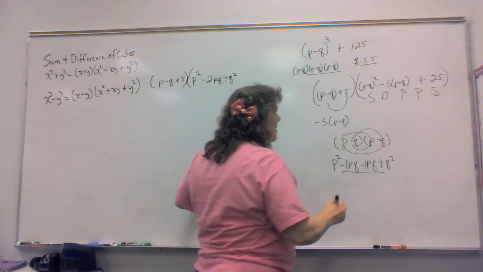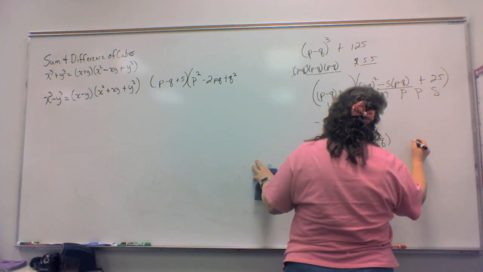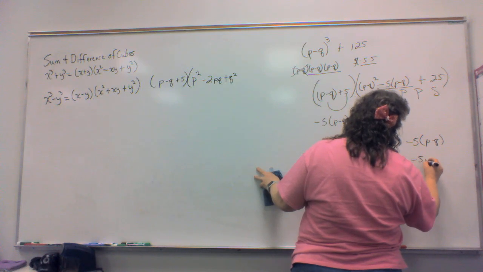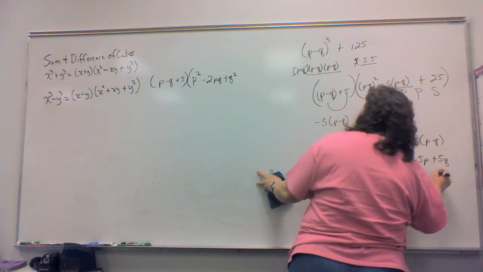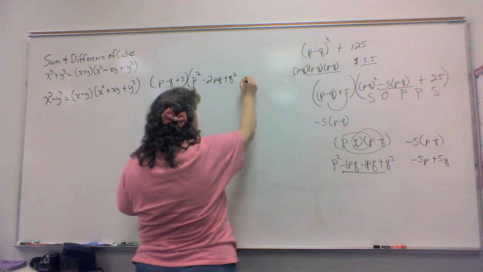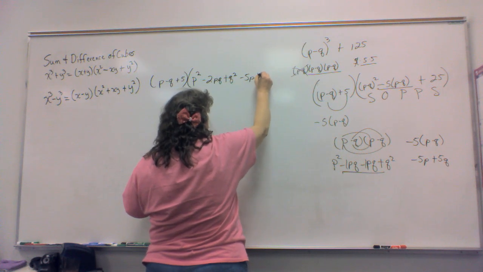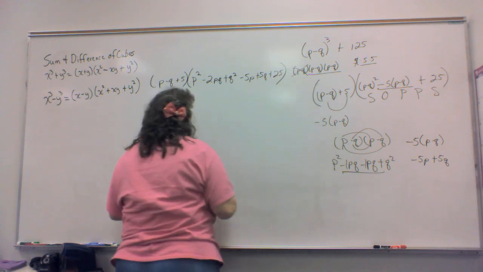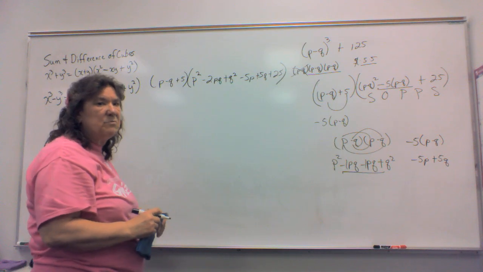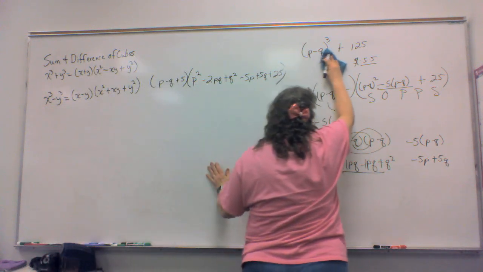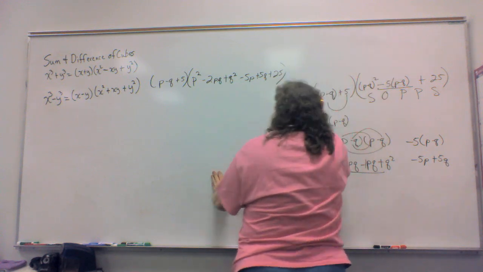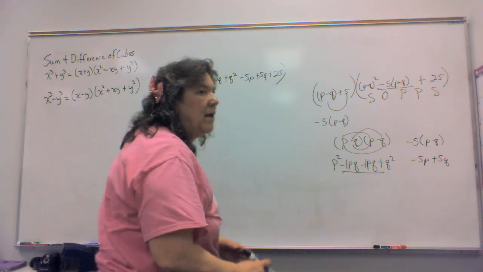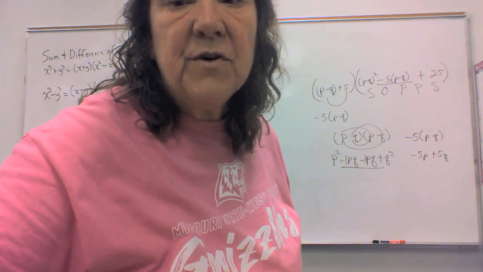Now, the next one we're going to have to do is simplify this. Negative 5 times P minus Q is going to be negative 5P plus 5Q. So we have minus 5P plus 5Q, and then plus 25. And that is what that simplifies to. As you can see, it's pretty messy. It's a pretty long problem, but they can sometimes get messy. And so that is the end of the factoring on those kinds of factorings.